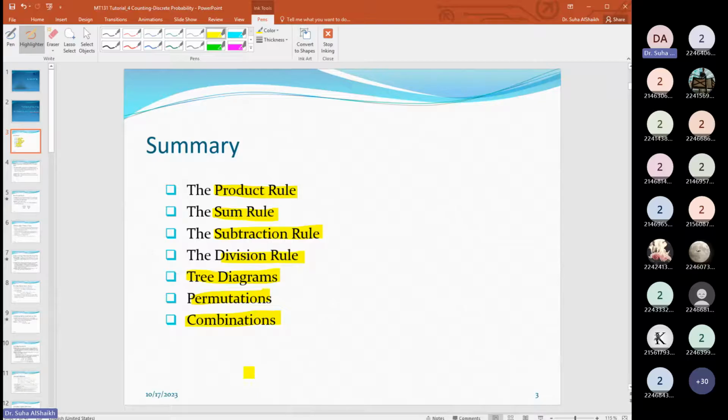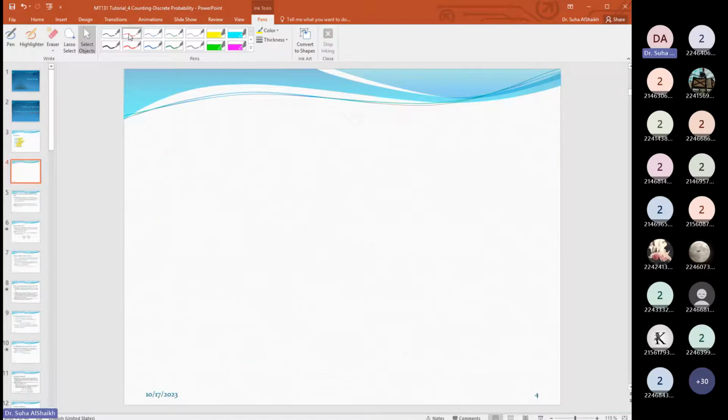Now, what does counting mean and why do we need counting? The idea of counting is knowing all the outcomes that we have. I have an experiment, something that I want to do, and I want to know the number of all the outcomes I have, how many outcomes I have here.